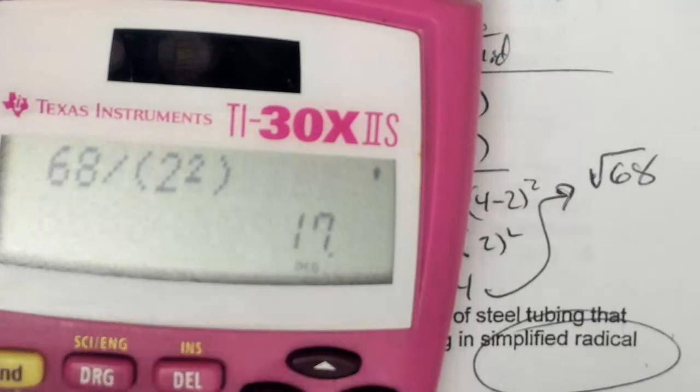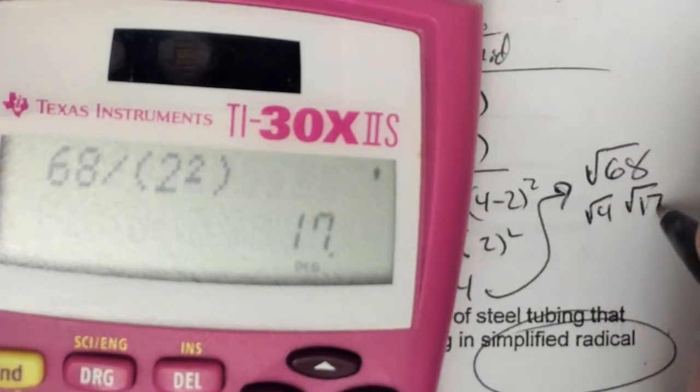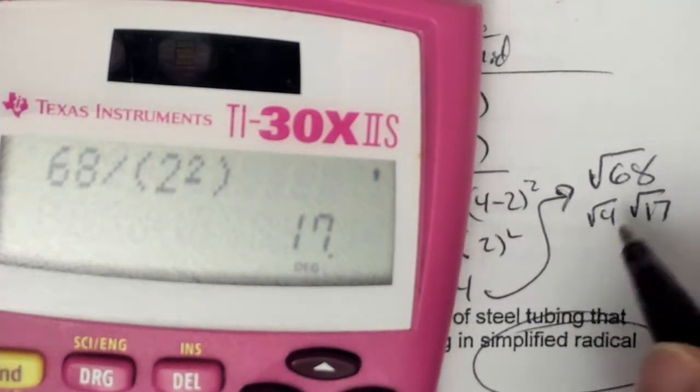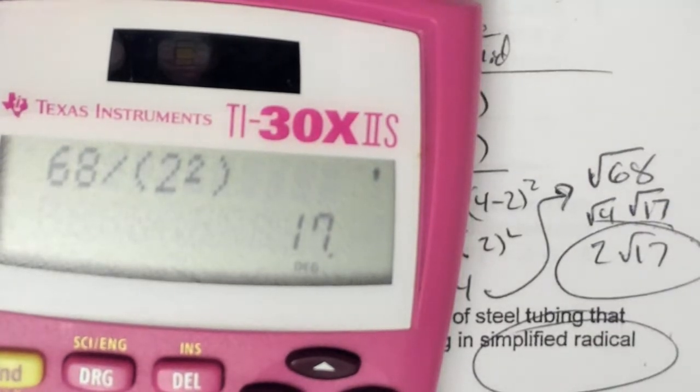Yeah. I could take out a 4, right? So that's the square root of 4 times the square root of 17, because 2 squared was 4. All right, what's the square root of 4? 2. So 2 square root of 17 is my final answer.